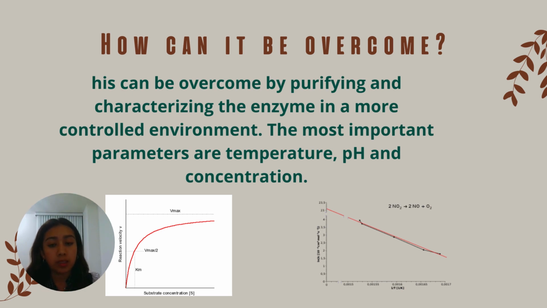The first one is the Michaelis-Menten equation, which takes into consideration velocity and concentration. Meanwhile, the other graphic is the Arrhenius plot, where you can see how temperature affects the reaction of the enzyme.